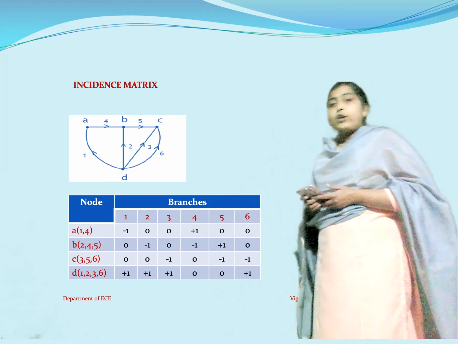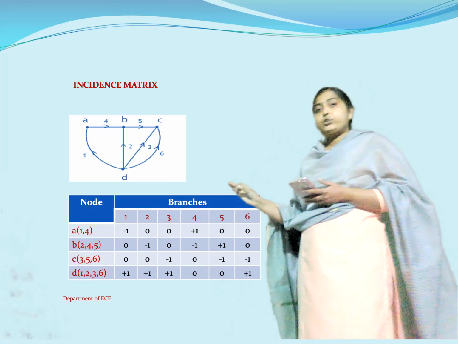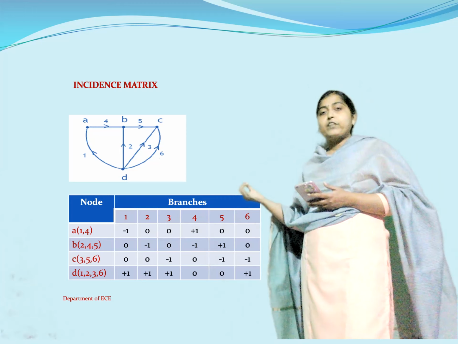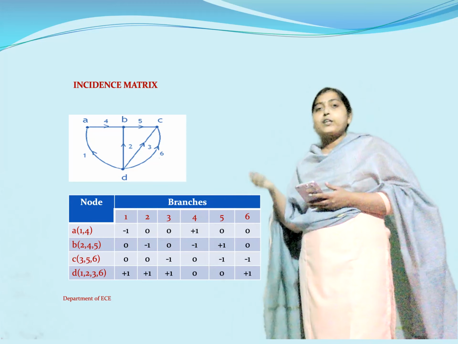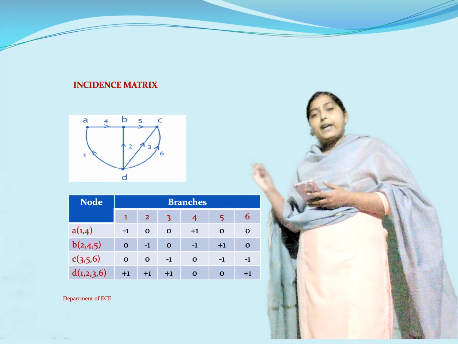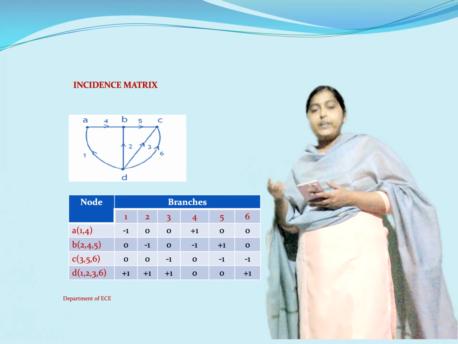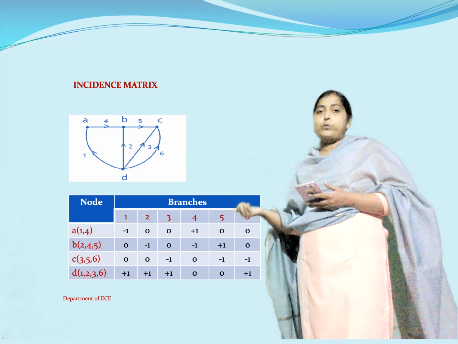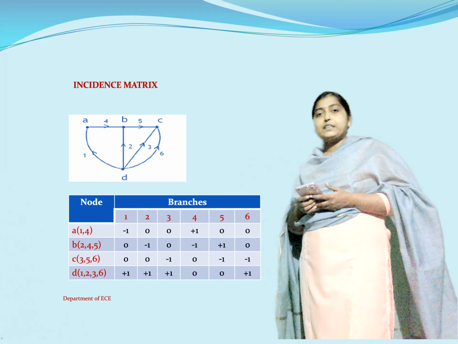So in order to write an incidence matrix, there are three possible entries: 0, -1, +1. We write 0 when that branch is not a part of the node. We write -1 if the branch current is entering the node, and we write +1 if it is leaving the node. Based on this concept, you need to fill this complete incidence matrix.